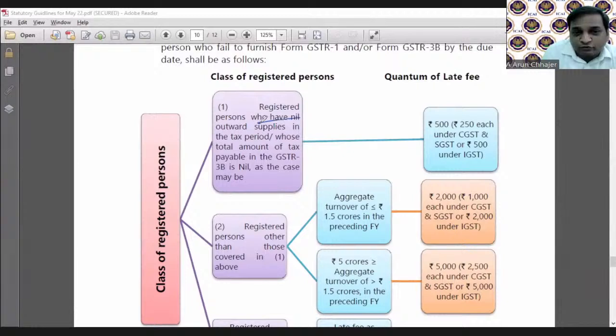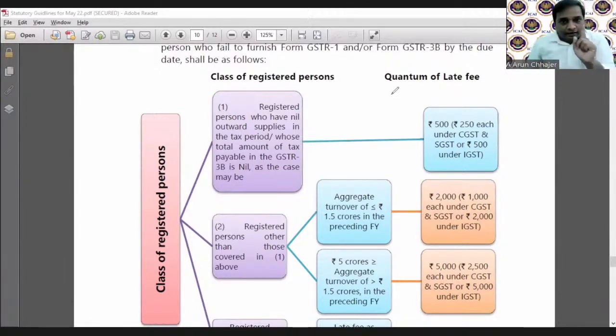They have divided it: if the taxpayer was filing nil return. So earlier for nil return maximum I had to pay 10,000. Now they are saying maximum would be 500. For 500, you can see that now it is 250 CGST, 250 SGST, or 500 IGST. I hope you are able to understand why CGST, SGST and why 500 IGST. Correct? Because 250 CGST, 250 SGST.